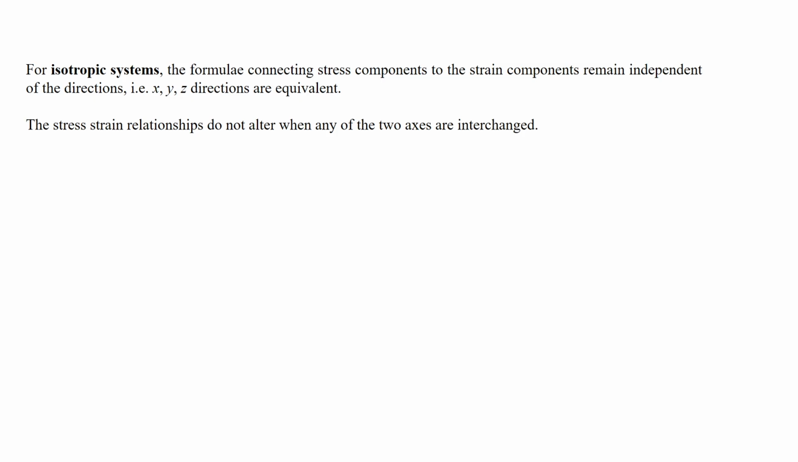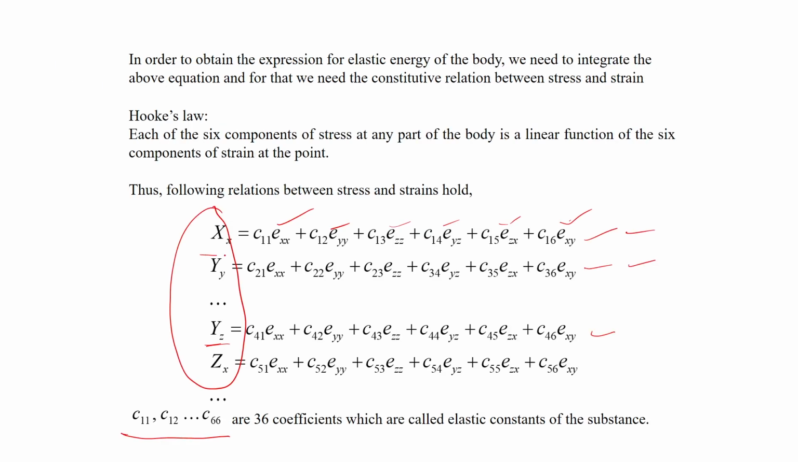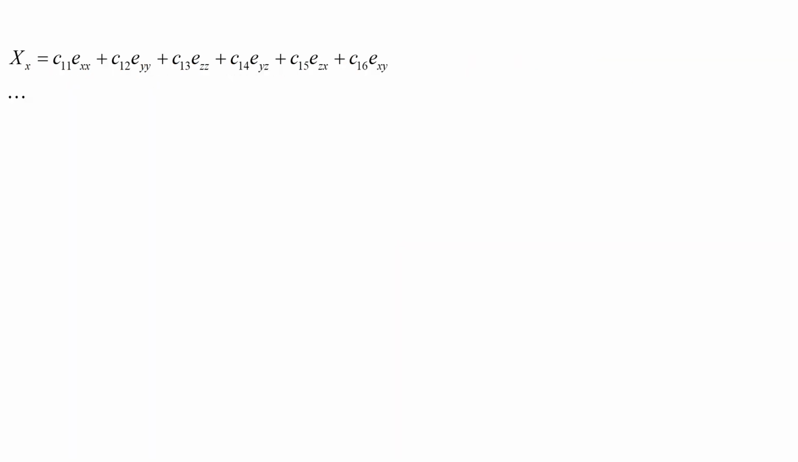So, for example, if you have an isotropic system, the formula connecting the stress components to the strain components remains independent of the directions. What that means is that the relation we have for σxx with respect to εxx, εyy and εzz, a similar relation should hold also for σyy and σzz. The relation should not change. With respect to x, the y and z are equivalent. So, here for example, we have σxx equal to C11 and so on, and y and z are equivalent for x. Therefore, C12 should be equal to C13.